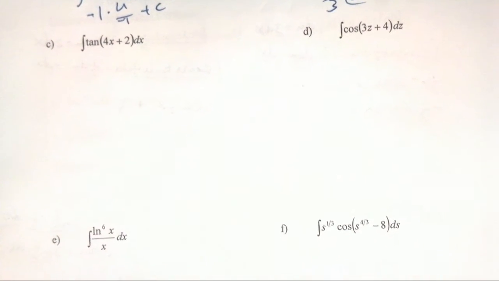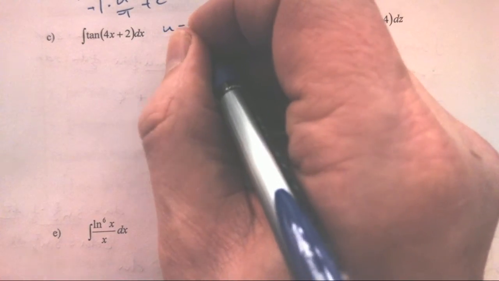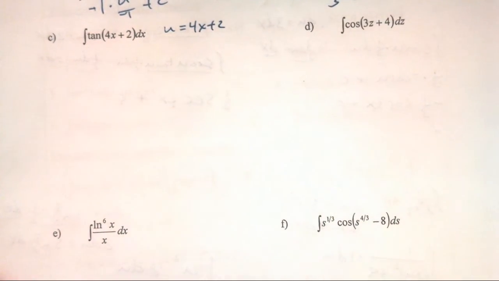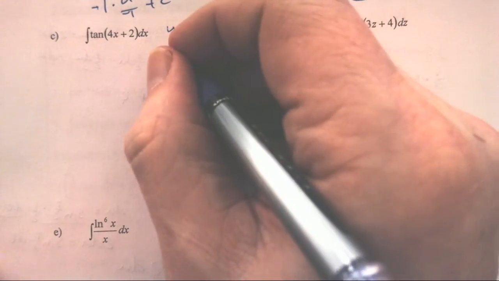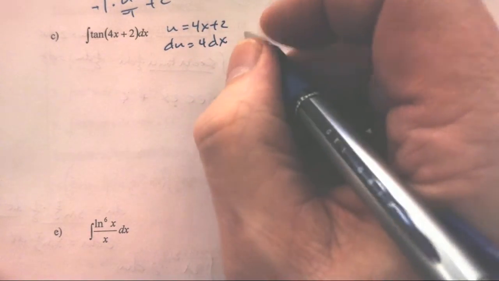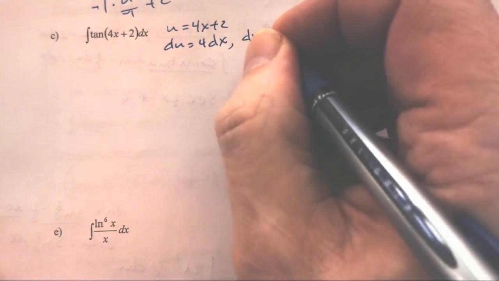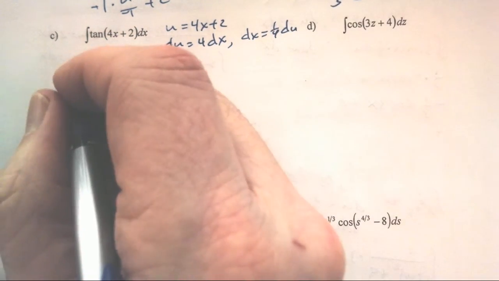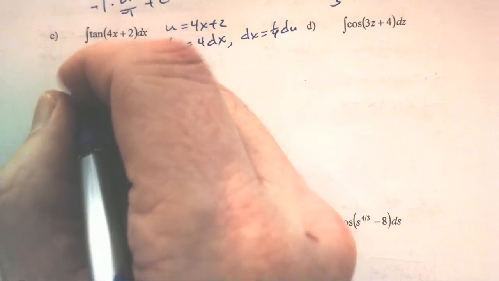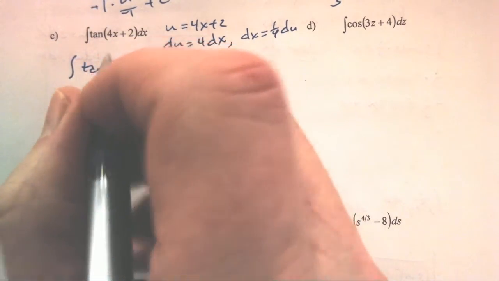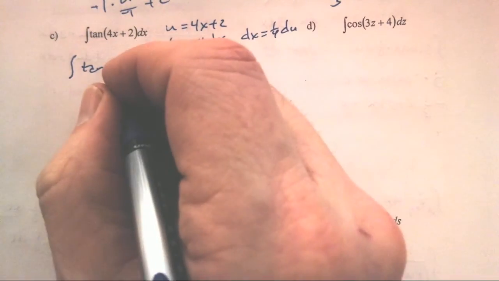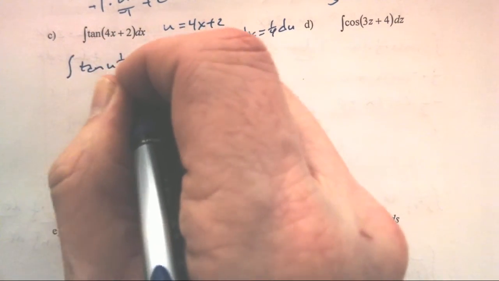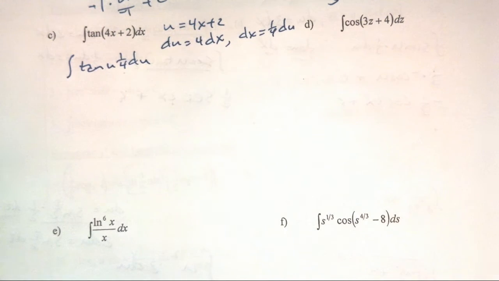This is a problem that on first inspection begs for us to say u is 4x plus 2. Let's go with that. If that is the case, then du is 4 dx, or I'm going to write it over here, dx is 1/4 du, and I get, setting this up, the integral is tangent of u, dx can be replaced with 1/4 du. I can put the 1/4 out in front.